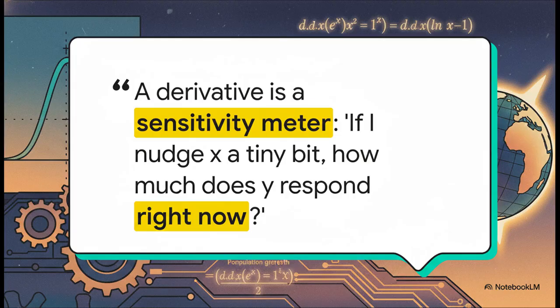And really, that's the whole point. This is what a derivative truly is. It's a sensitivity meter. It answers one simple question. If I nudge this input just a tiny little bit, how much does the output respond right now? Whether the input is time and the output is population, or the input is an investment and the output is your profit, the derivative tells you how sensitive that relationship is at that very instant.